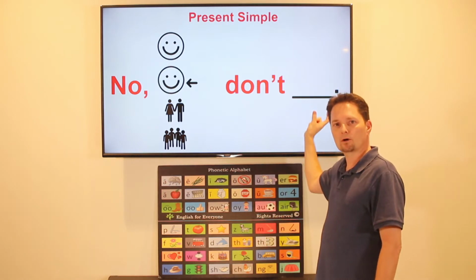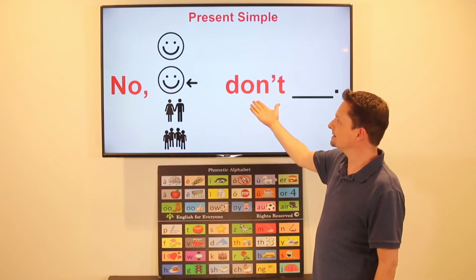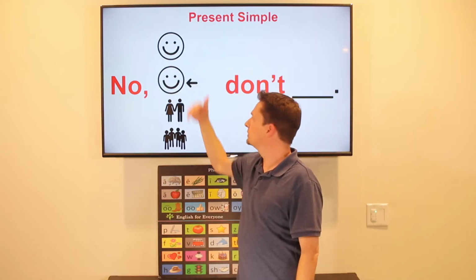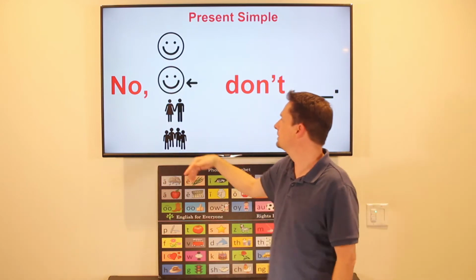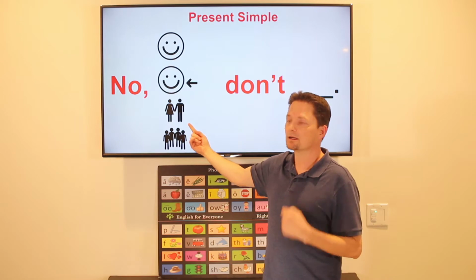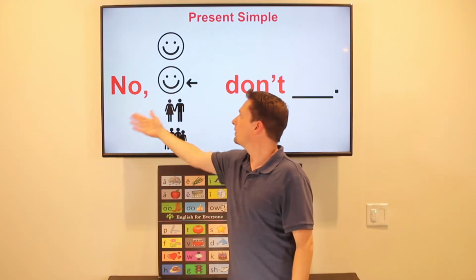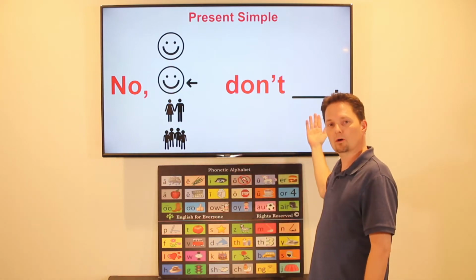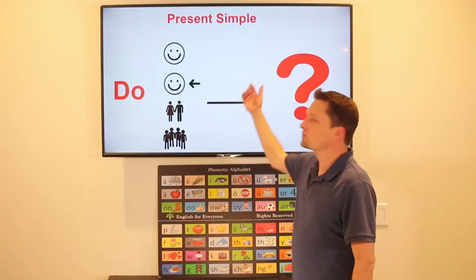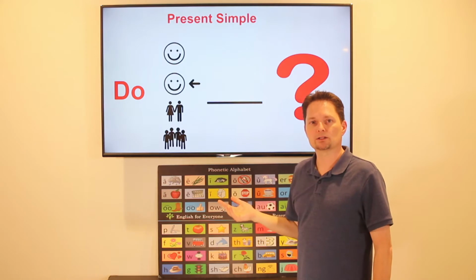Simple action, work. Don't is negative for I don't, you don't, we don't, and they don't. Complete. No, I don't work every day. Present simple with routine actions.